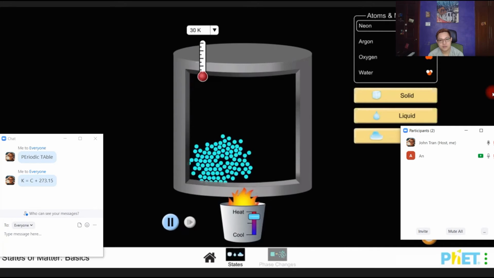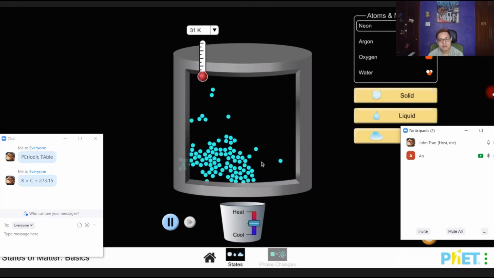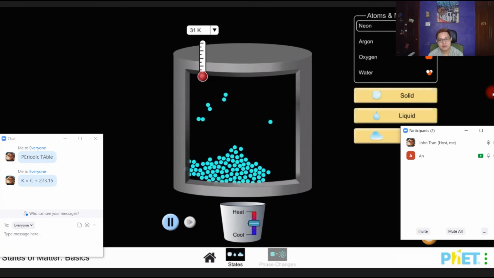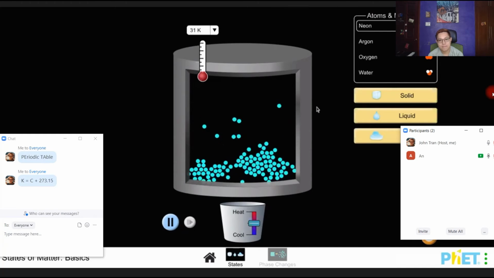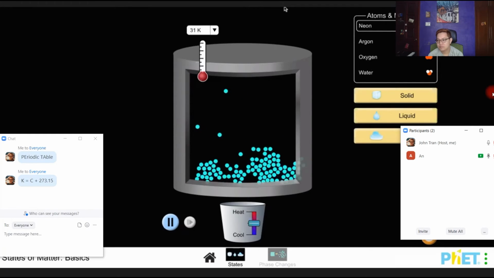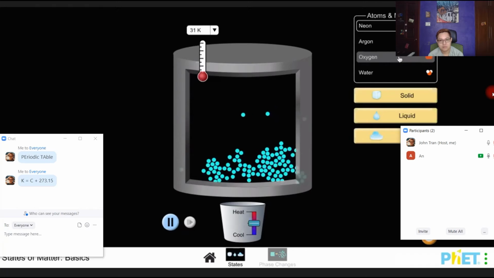Not that slow, it's actually increasing quite fast. You can see that it's dissipating and becoming more and more separated. But as the temperature decreases now, it comes together again. So the neon is separating.